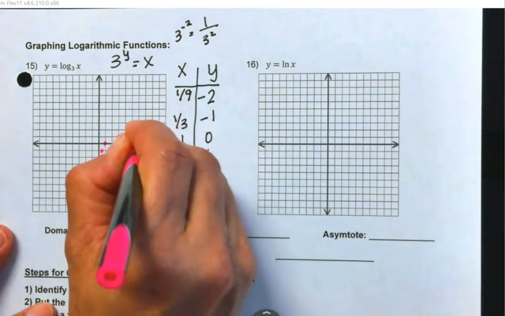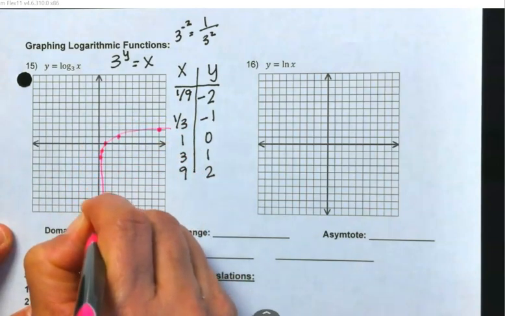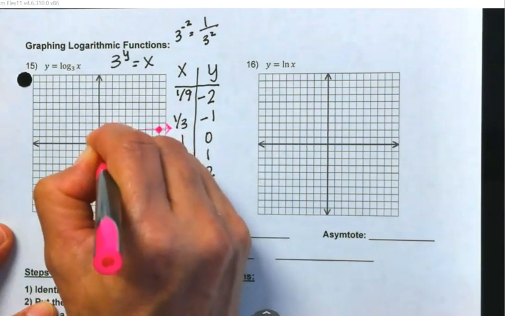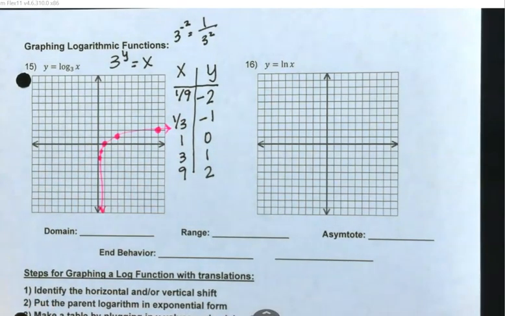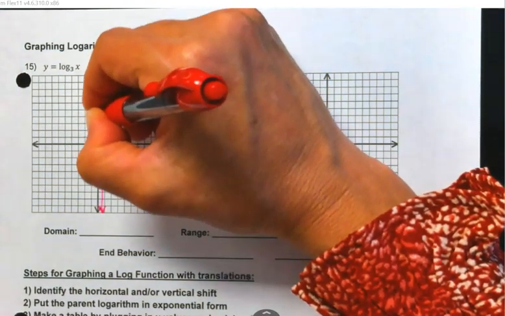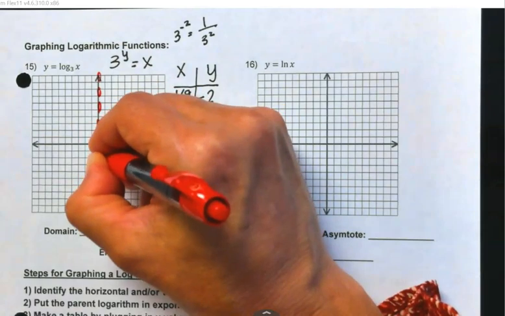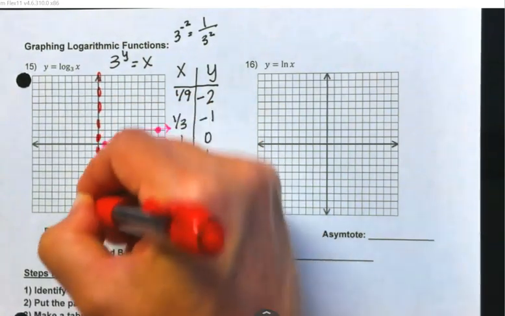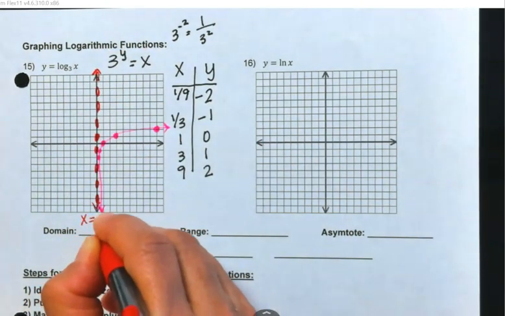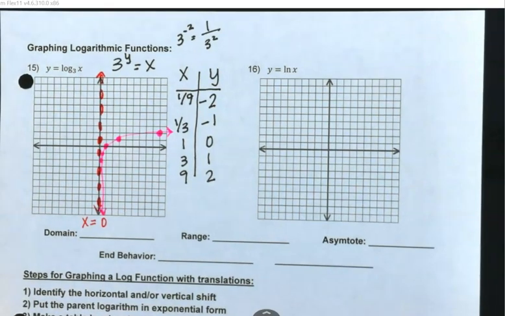All right, so logs are sideways. They look like exponents tilted on their sides. And that's exactly what an inverse is. It's a graph tilted on its sides, so that makes sense. You do, for sure, have an asymptote. It's going to be right here. So your asymptotes are vertical now, at x equals 0.